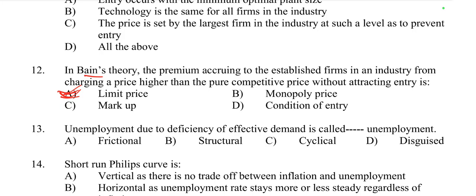So Bain argued that price was not set at the minimum point of LAC. His explanation was that firms deliberately set a price above the minimum of LAC in order to keep the potential entrants away. Thus the limit price was the highest price which the established firm believed they could charge without inducing entry. So according to Bain's theory, it is called the limit price.